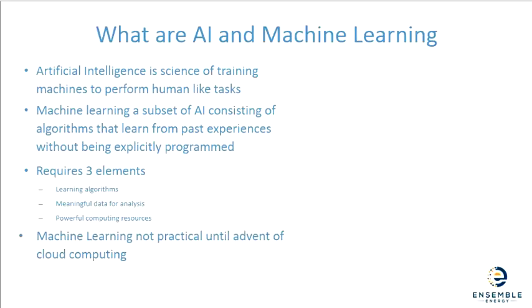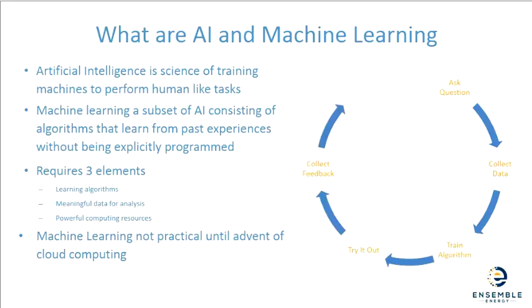So the process of developing a machine learning model is an iterative process. The first step is to ask a question. The next step is to collect the data that's relevant to the question. You'll use that data to train your algorithm. Then you'll try it out, see how it works, and collect that feedback. You'll see where the algorithm did well and where it did poorly, and you'll build that back into the algorithm. So it's an iterative process.